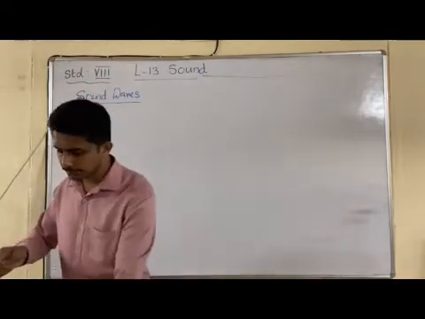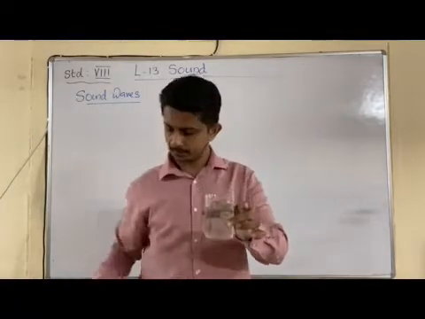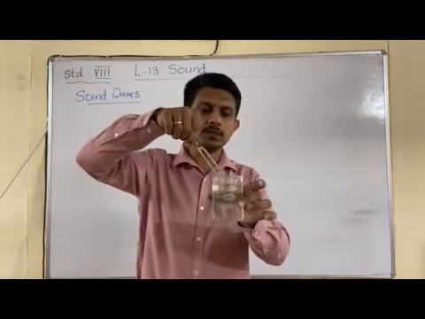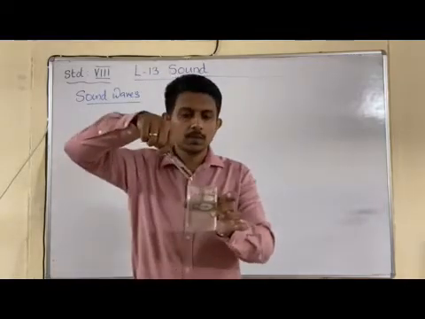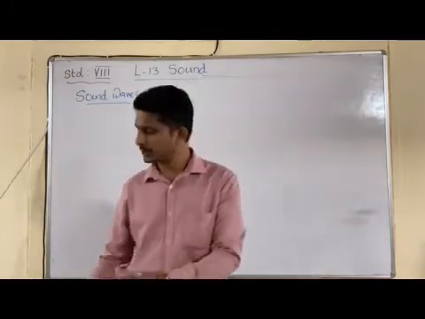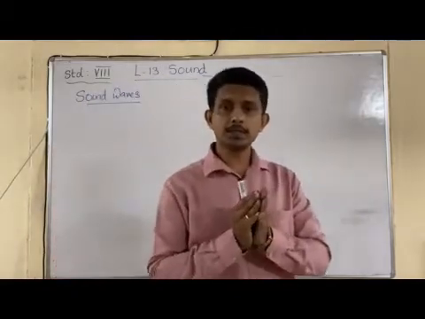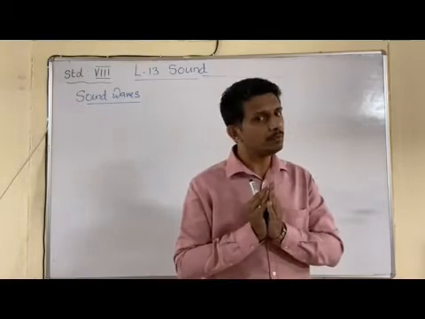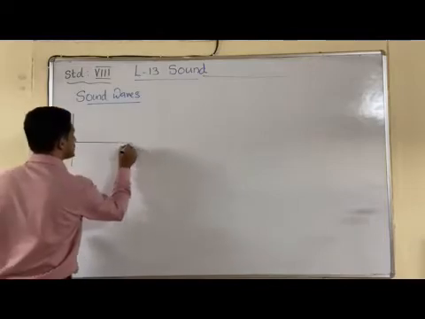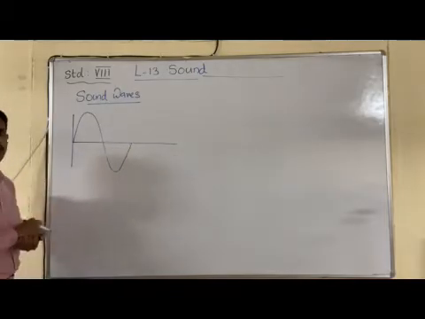Suppose I am considering a situation in which I am touching this tuning fork to the surface of water. You can see that there are some ripples or waves producing on this surface of water. So it is clear that vibrations or a disturbance are produced in a medium in the form of waves only. So that wave we can represent in this manner. This is the way we can represent the ripples or a sound wave which is produced in a medium.